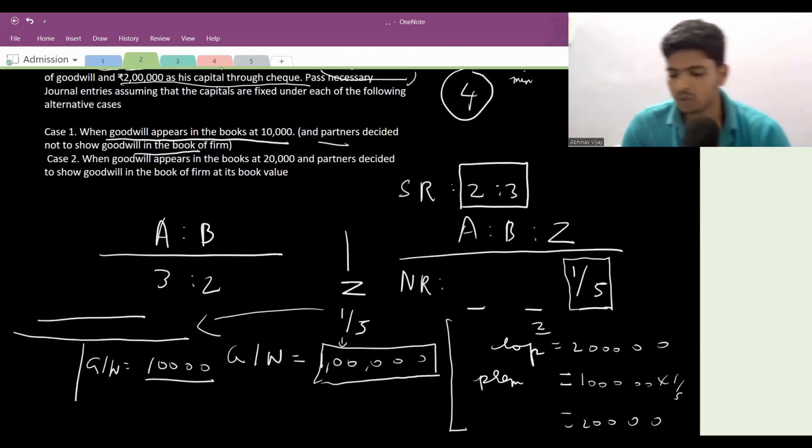But here, if you look at it, we can't directly pass entries, because to pass the adjustment entry, we need to either do the tabular method or we need to know the sacrificing ratio. Here we know the old ratio, we know the new ratio. We don't know the sacrificing ratio, unlike the case I told you where you can easily find it out. Here the ratios are completely different. So now we need to do the proper method. So what is the proper method? You've done it so many times. Simple partners.